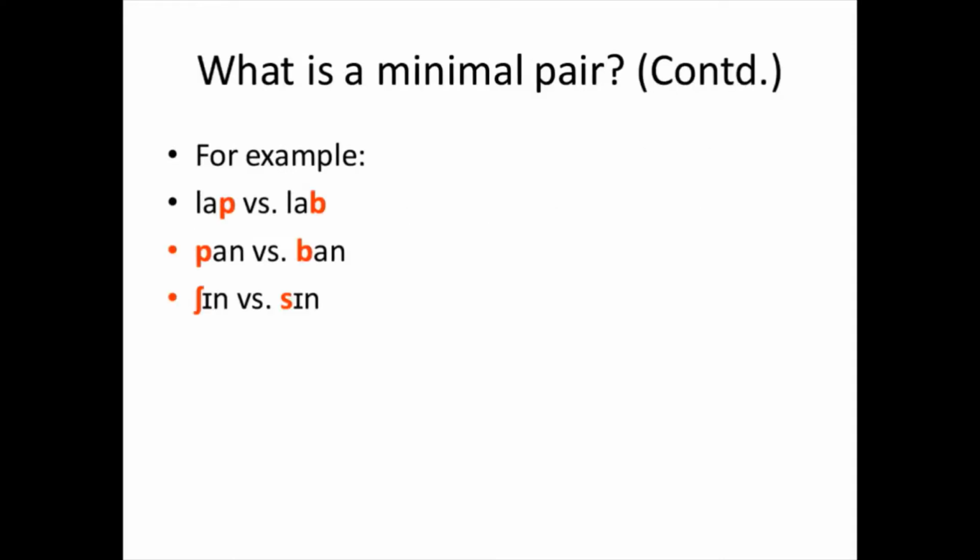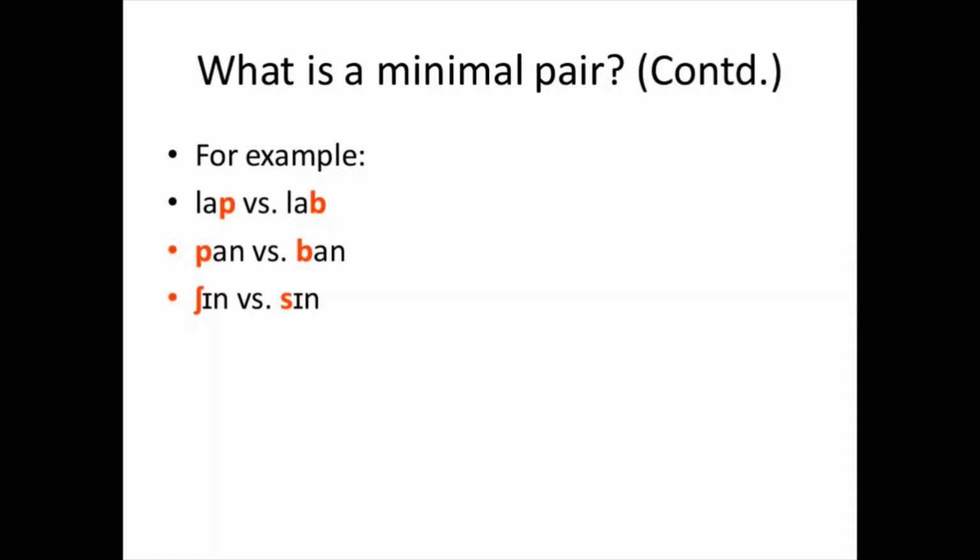So for example, let's look at these three examples here. The word lap ending in p versus the word lab ending in b. Similarly, the word pan versus ban. The word shin versus sin. So in each pair, the words are the same, they differ in only one sound, and that sound occurs at the same place.